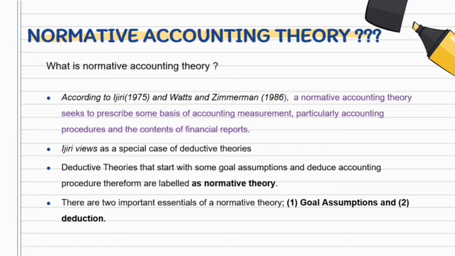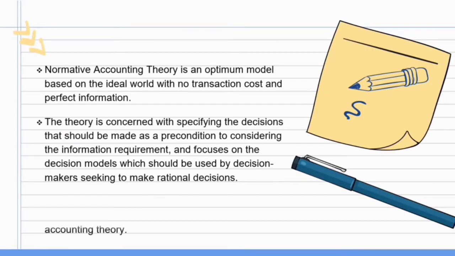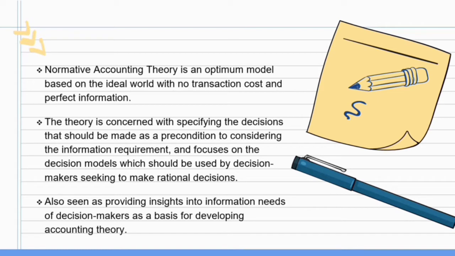There are two important essentials of normative theory. First, assumptions, and second, deductions. Normative accounting theory is an optimum model based on an ideal world, no transaction costs, and perfect information. The theory is concerned with specifying the decision that should be made as a precondition to considering the information requirement, and focuses on the decision model which should be used by decision makers seeking to make rational decisions.